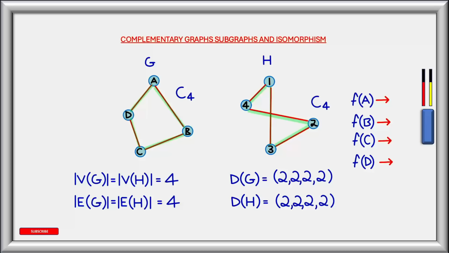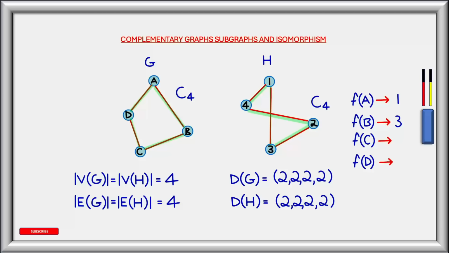And finally, to prove the isomorphism, we need to show that we can map the vertices of G to the vertices of H. So as all vertices have a degree of 2, let's start by mapping vertex A in G to vertex 1 in H. Now in graph G, vertex A connects with vertex D and B. And in graph H, vertex 1 connects to vertex 3 and 4. So let's map vertex B to vertex 3.